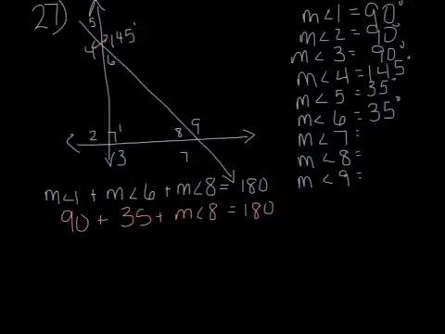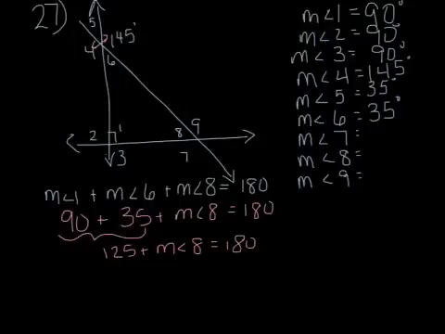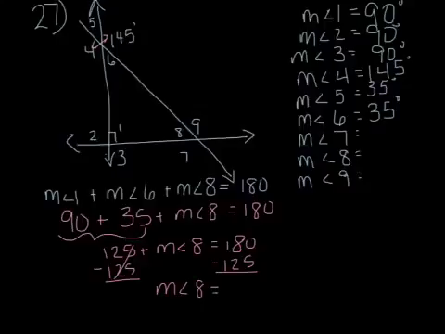Do I know enough to find the measure of angle 8? Yes, because I can do 90 plus 35, which is 125, plus the measure of angle 8 equals 180. Now what? Subtract that 125 from 180. It goes away. The measure of angle 8 equals 55. So right here I can put 55 degrees. Okay? Now, I have found this angle, this angle, and all of these angles.